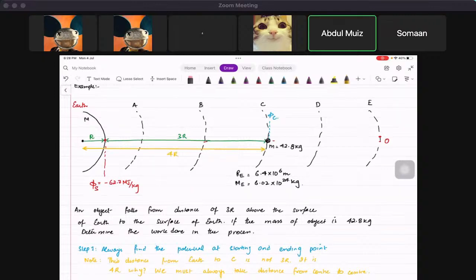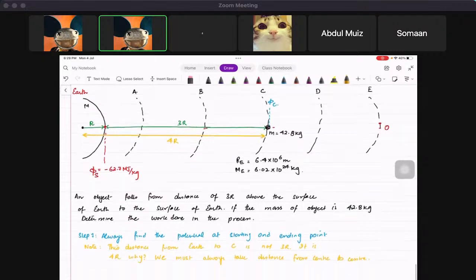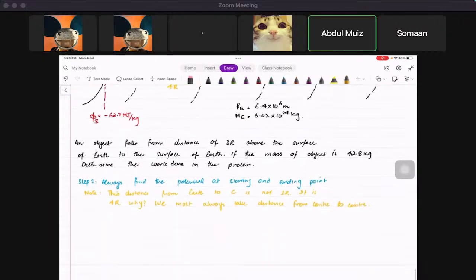Sir? Yes. So what's the radius of the smaller object? Should we add that too? It's basically so small that we don't really care about it, right? Okay. If there are two bodies which are really big, then we will take the centers. Is it clear? Okay. Now, doing step one, we have to find this.